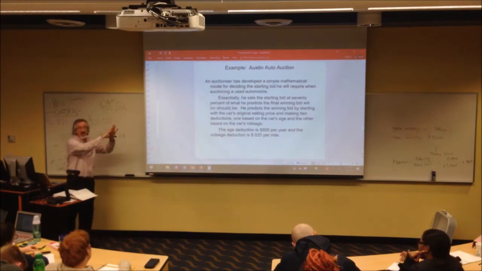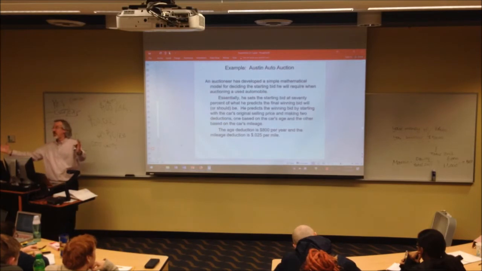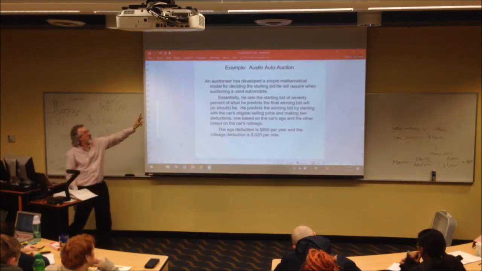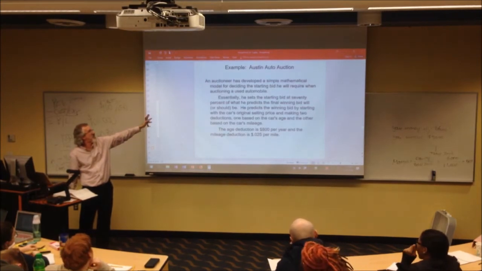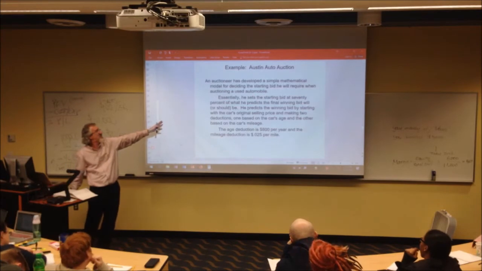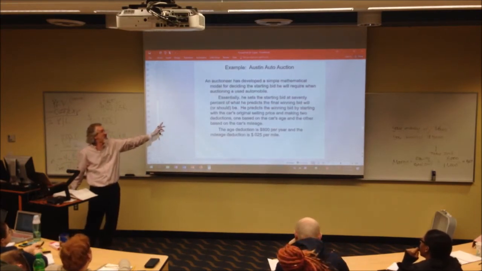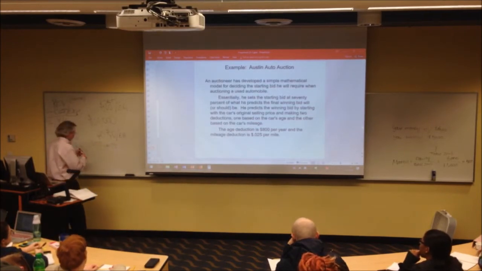So here's the story. This is all about taking the story and writing an algebra equation with some variables. Austin Auto Auction. The auctioneers develop a simple mathematical model to decide the starting bid that is required in auctioning a used automobile. Essentially, he sets the starting bid at 70% of what he predicts the final winning bid. So I'm going to start right there.